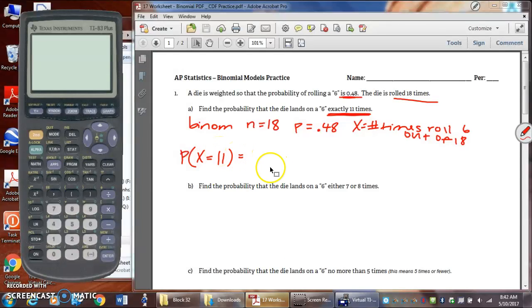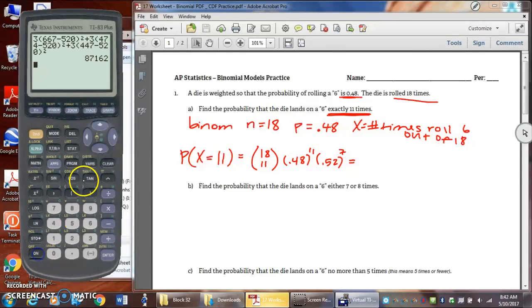Now if you look on the formula chart, the formula we use for this is n choose k, so 18 choose 11, p to the k, so we want it to happen 11 times, and then 1 minus p to the n minus k, which is 7. So we want it to happen 11 times, not happen 7 times. You can use that formula to find the answer, but if I want to do it with a calculator, I'm going to go to second vars, and then at the bottom we're going to use binompdf, because this time we want exactly 11 times.